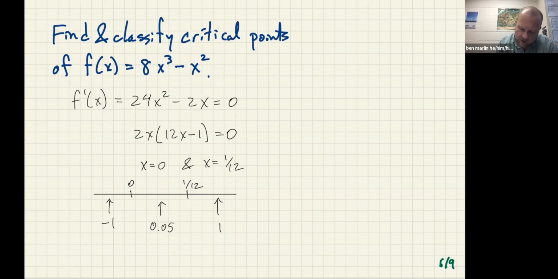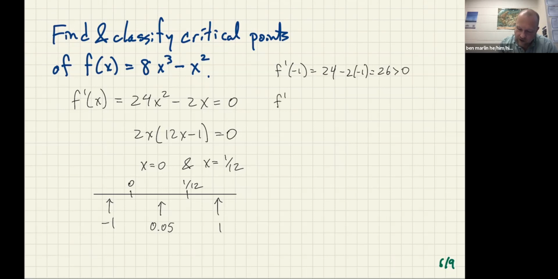So I am going to find f prime of -1. All I have to do is plug back into this here, right? So f prime of -1 is 24 times -1 squared, so 24 times 1, minus 2 times the -1, so it's 26. That means it's positive.